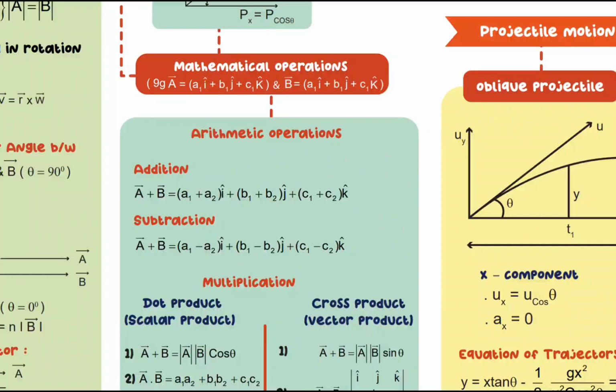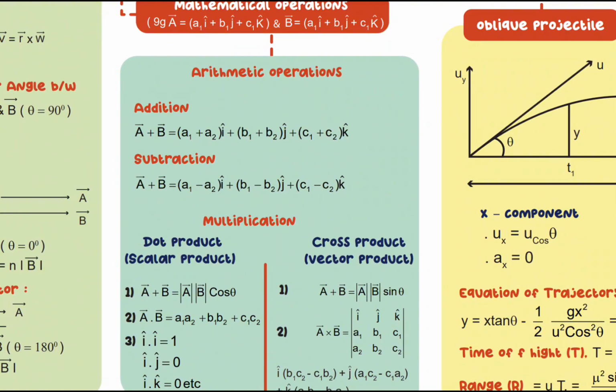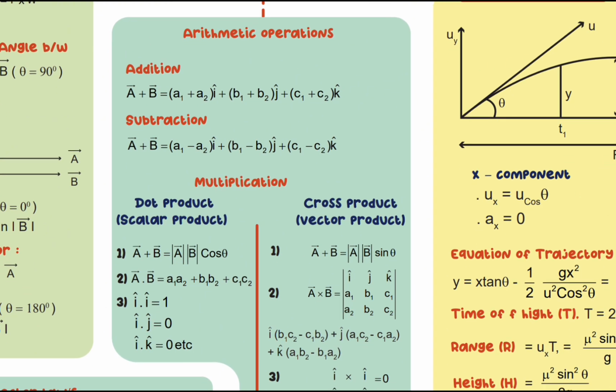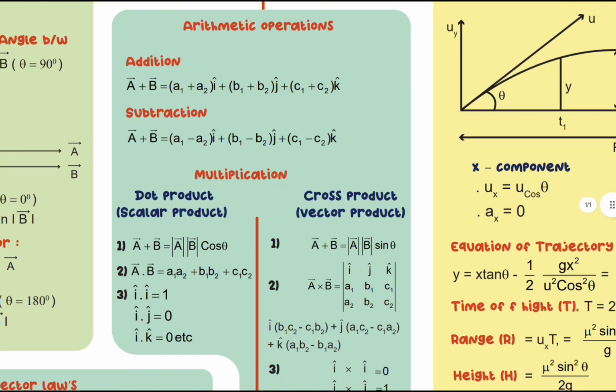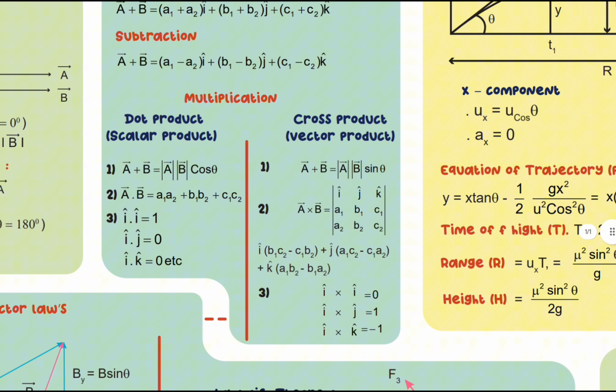Mathematical operations: let the vector A equal to a1 i cap plus b1 j cap plus c1 k cap and vector B equal to a2 i cap plus b2 j cap plus c2 k cap. Arithmetic operations. Addition: A plus B equal to (a1 plus a2) i cap plus (b1 plus b2) j cap plus (c1 plus c2) k cap. Subtraction: A minus B equal to (a1 minus a2) i cap plus (b1 minus b2) j cap plus (c1 minus c2) k cap. Multiplication: dot product, scalar product: A dot B equal to AB cos theta, and A dot B equal to a1 a2 plus b1 b2 plus c1 c2.